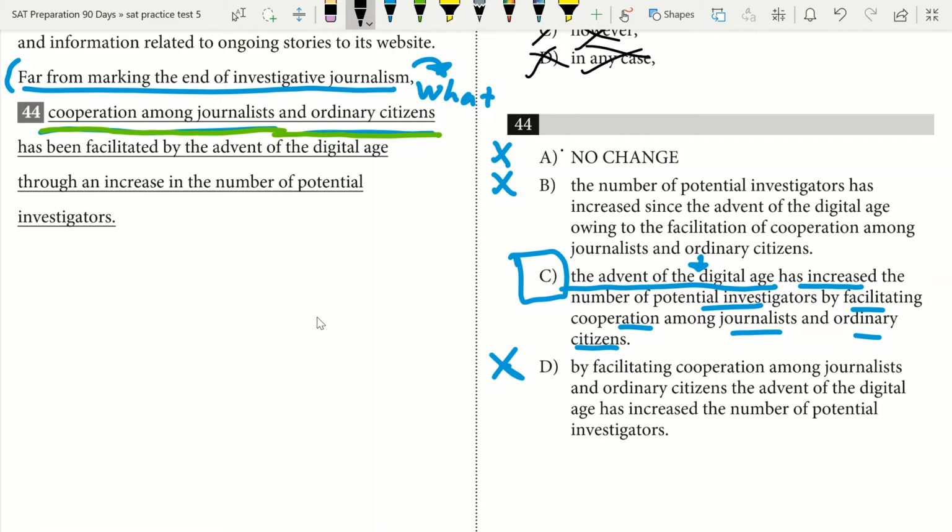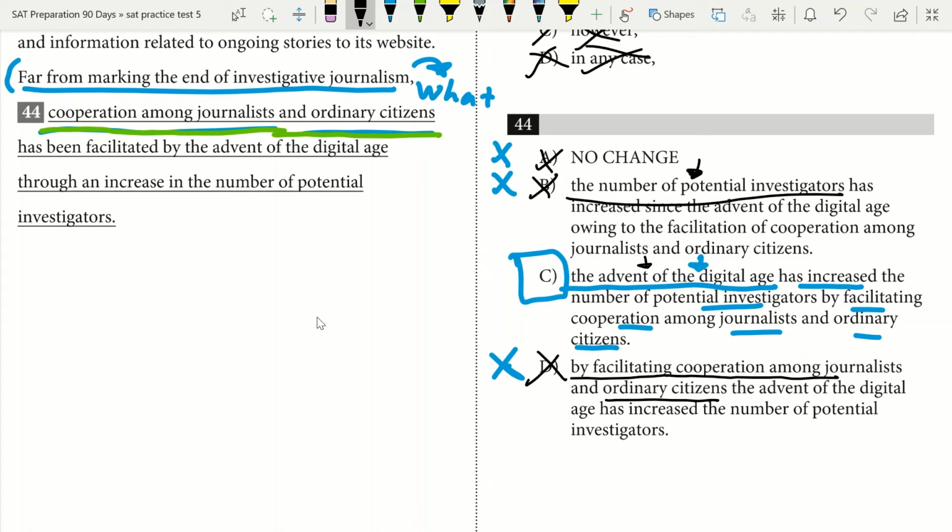Now, if we look at option B, "the number of potential investigators," once again, "far from marking the end of investigative journalism" is not modifying the number of potential investigators. Now, I know that you obviously haven't read this passage, so this may seem a little bit confusing. What I did here is I read the passage and I know that the advent of the digital age is what is responsible for being far from marking the end of investigative journalism. So it has to modify the advent of the digital age. Anything else that it would be modifying, such as "by facilitating cooperation among journalists and ordinary citizens," would be incorrect. It would be a dangling modifier because it's not modifying what it's supposed to modify.